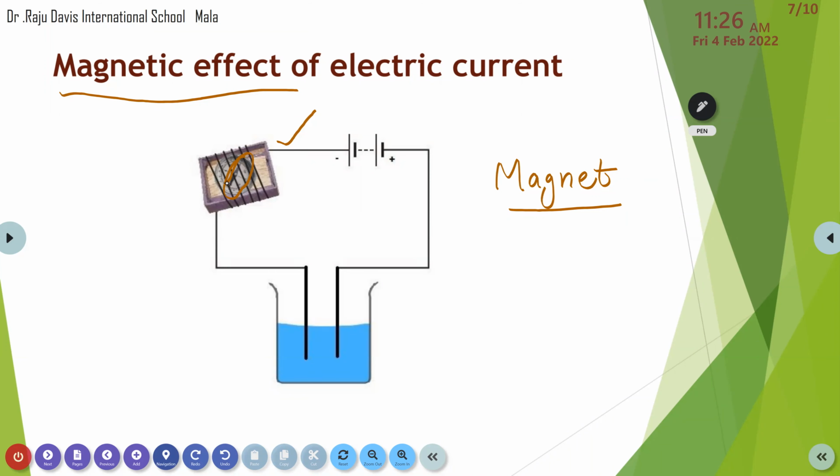So two effects are there for current. In this chapter we mainly discuss two effects of electric current. Which are the two effects? The first one is the heating effect. Because of the heating effect, the filament of the bulb heats and the bulb glows. And the second one is which effect? Magnetic effect. Because of the magnetic effect of the current, the needle of the magnet deflects, or there is a movement in that needle. So these are the two effects: heating effect and magnetic effect of electric current.